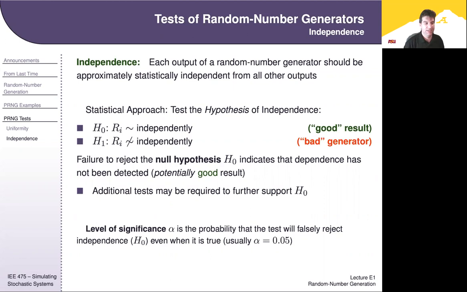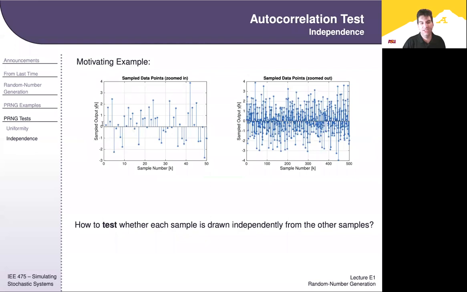And so this, as an example here, if I generate a bunch of numbers like the one on the right, this is like 500 numbers, and some of them go all the way up to 4, some of them go all the way down to -4. If I zoom in on a region, let's say from 0 to 50, here's what this looks like. The question is, are these numbers independently drawn? Does knowing a little bit about these early numbers tell me anything about these later numbers?